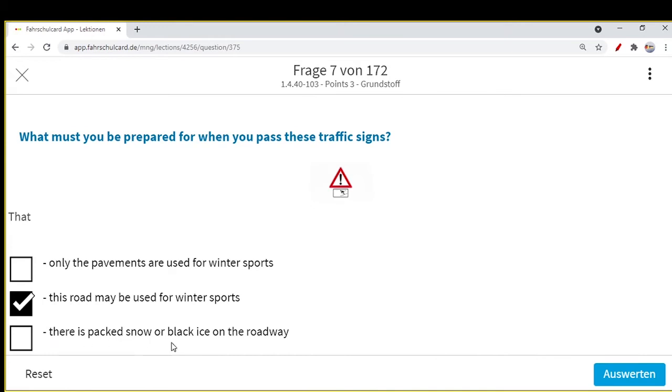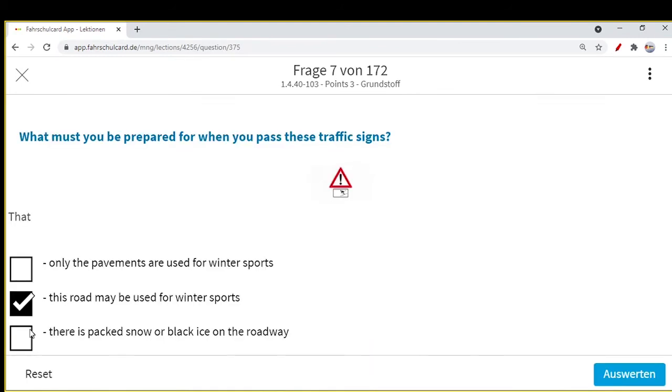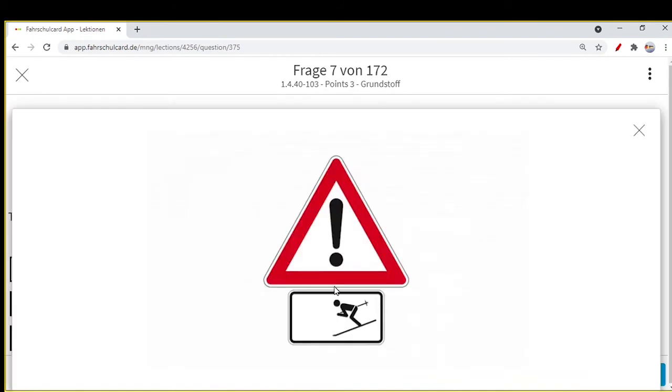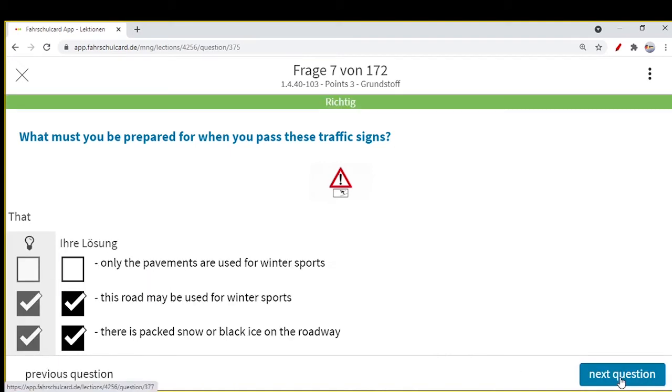There is packed snow or black ice on the roadway. Definitely for winter sports you will need some ice, so definitely there will be some packed snow or black ice on the roadway. But there is no sign that only the pavement, not the full road, is being used for the winter sport. It is possible the whole road is being used. There is no special sign. So this option is not correct. Only second and third options are correct.